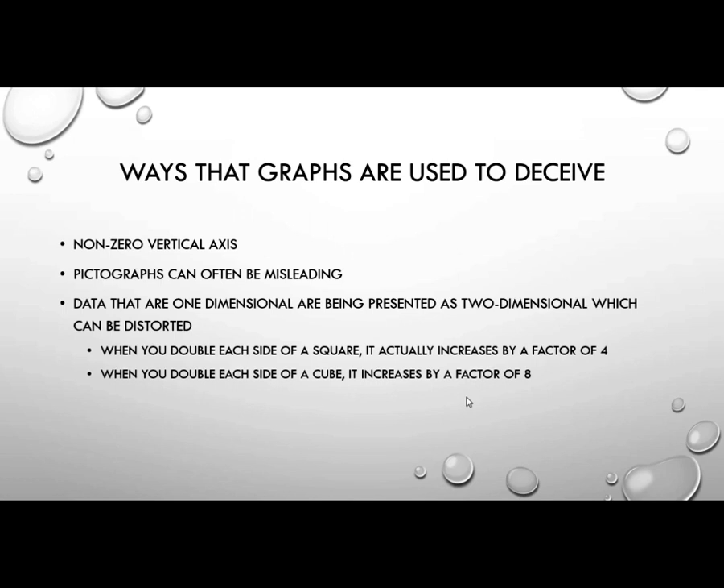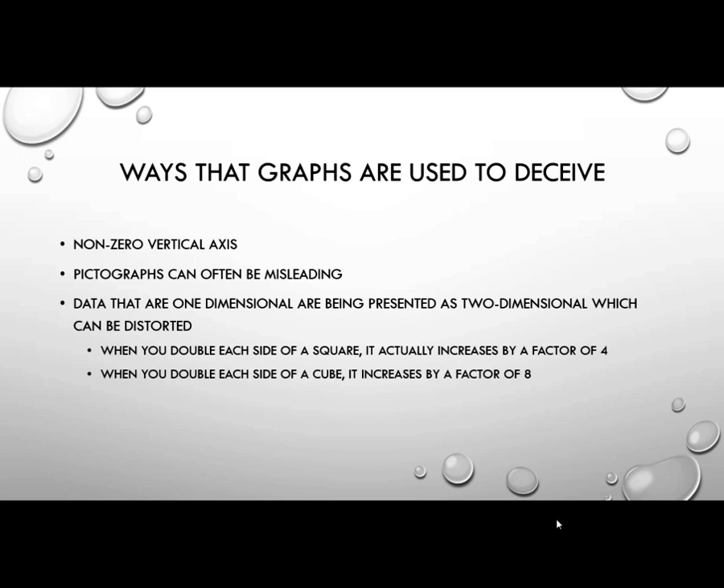Okay, so ways that our graphs are used to deceive us. They can give us a non-zero vertical axis. Pictographs can be misleading. That means like the picture of the coffee cup in the textbook. Data that are one-dimensional are being represented as two-dimensional, which can be distorted. So when you double each side of a square, it actually increases by a factor of 4. When you double each side of a cube, it increases by a factor of 8.